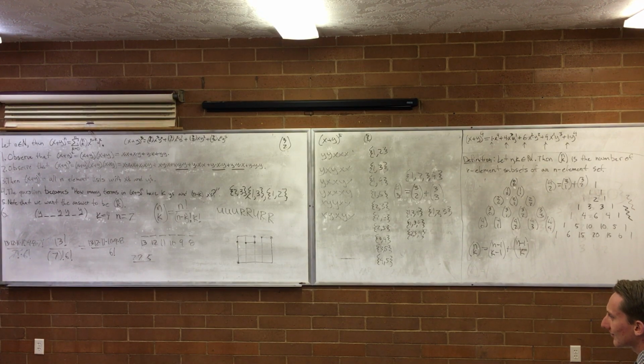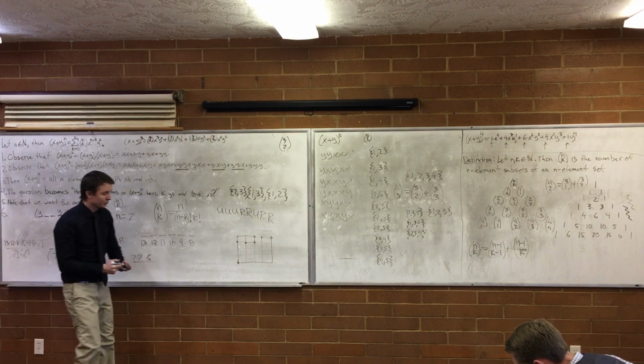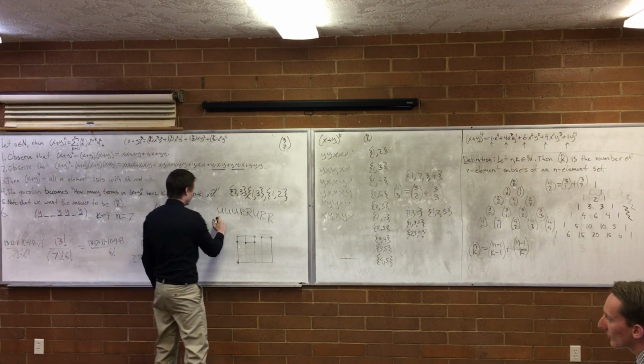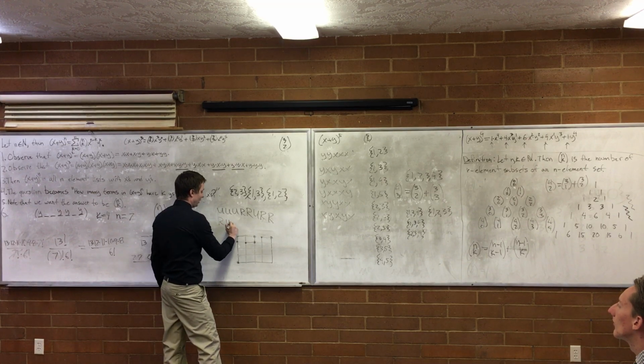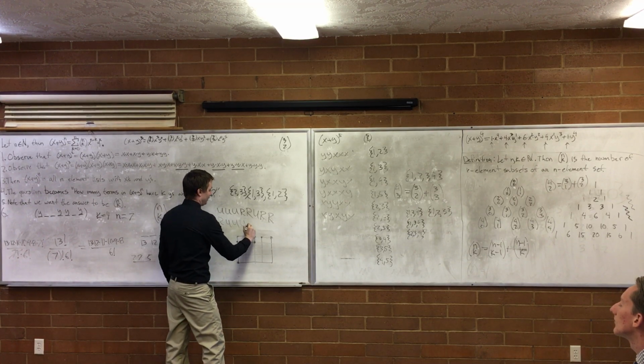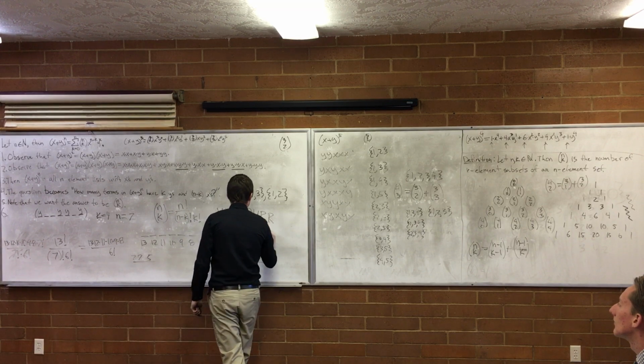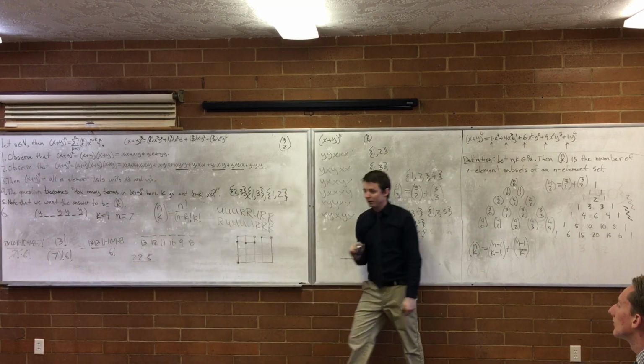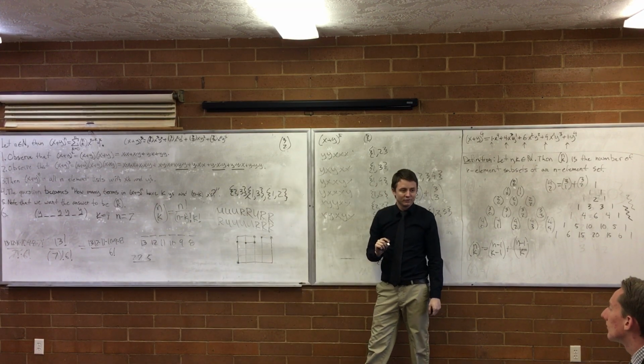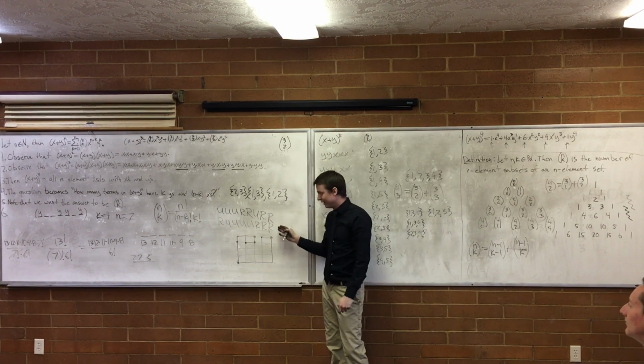I wanted to come up with a way to think about it. Okay, let's try another path. I could have gone to the right, and then up, and then up, and then up, and then up, and then to the right, and then to the right, and then to the right. Oh, there's another possible one. How many of these paths can I write out?